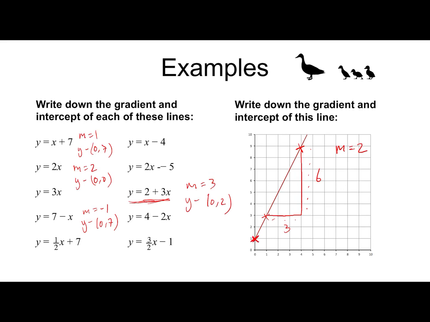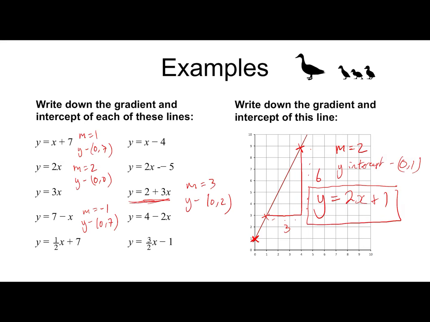The y-intercept is here, the point at which it cuts the y-axis. That's 1. So the y-intercept is (0, 1). So now I know the equation of this line. The equation of this line is y is equal to 2x plus 1. Okay? There is the equation of my line.